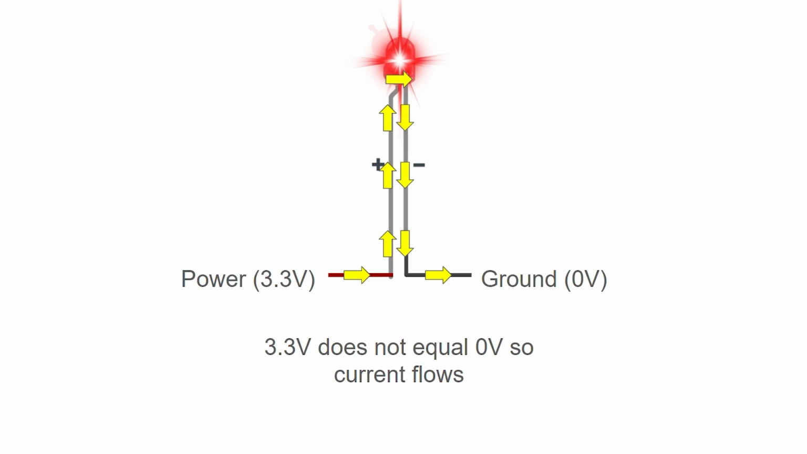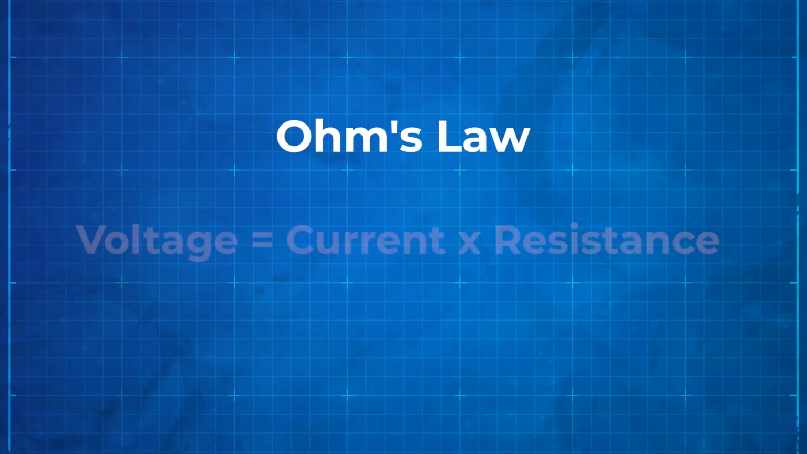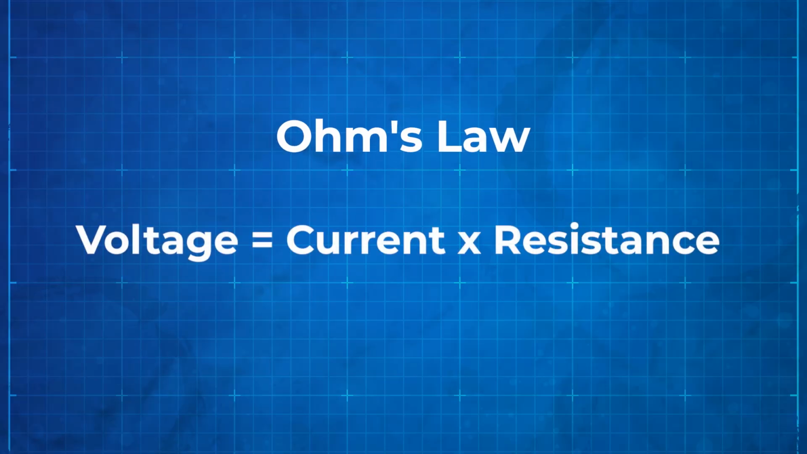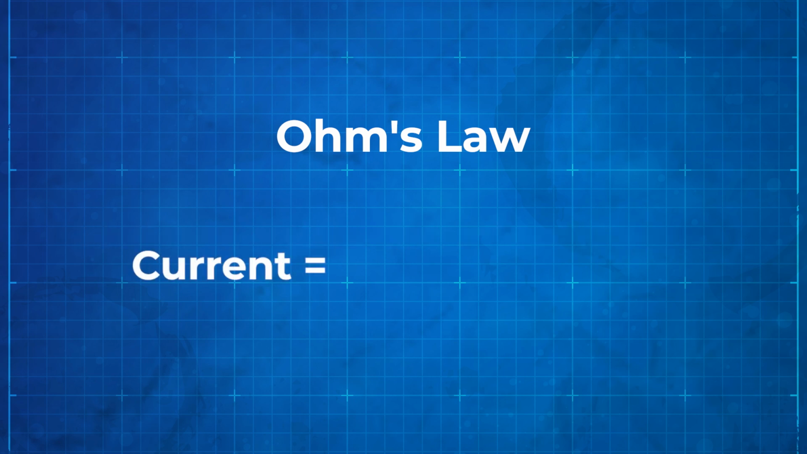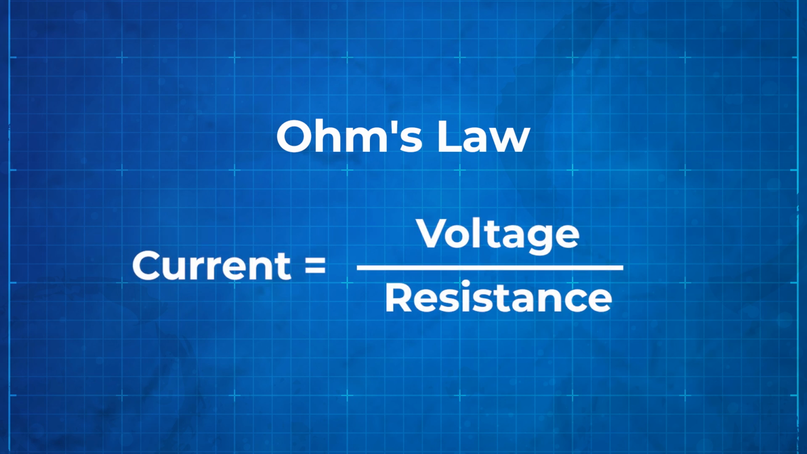We still have one last question to answer though. How much current will be flowing through the LED? Well, that can be explained by one of the most fundamental equations in electronics, Ohm's law. Ohm's law simply states that voltage is equal to current times resistance, or, said in another way, that current equals voltage over resistance. So far, we haven't yet added a resistor to our circuit, so the resistance is very low, meaning the current is very high.